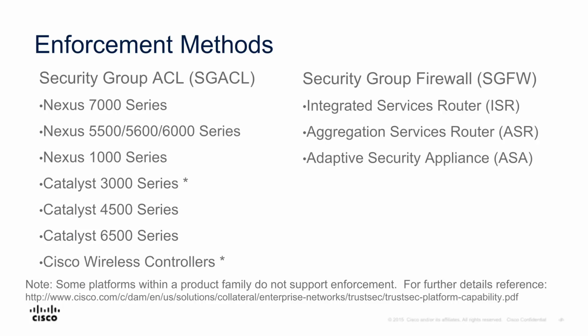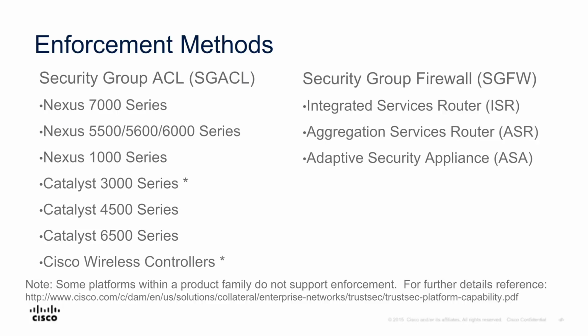These are policies that are centrally defined on the Identity Services Engine and deployed to both Catalyst and Nexus switches, as well as integrated and aggregated services routers. These policies can also be defined locally via CLI. The second enforcement method is Security Group Firewall. ASDM or CSM is used to configure security group-based policies on the ASA. CLI is used on the integrated and aggregated services routers.